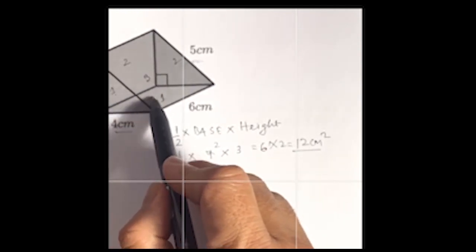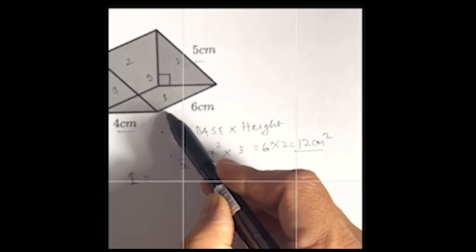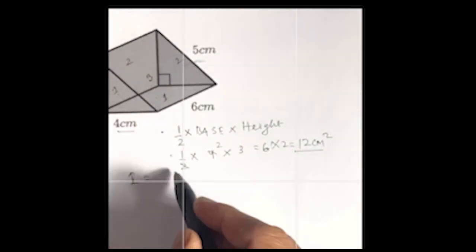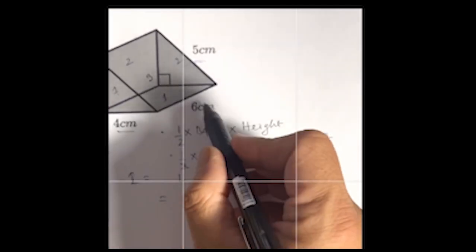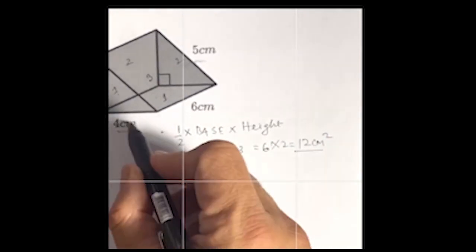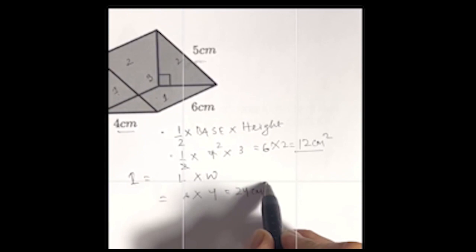Now we are left with three rectangles, this and this. So the first one: the length is 6, the width is 4. The area of a rectangle is what? It is length into width. So what is the length here? 6. And what is the width here? It is 4. So 24 centimeter square.